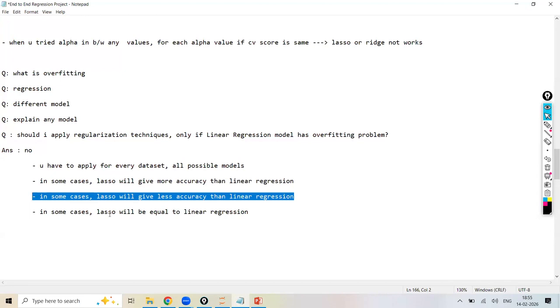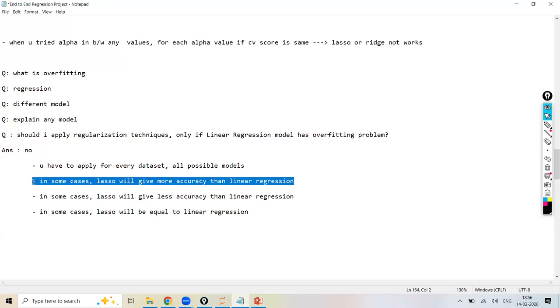They will never see that one project related to this one. They will not have the experience of that. Experience means they will not practice that many projects or that many new data sets. So automatically they don't know. They know only one thing. In the class, generally the trainers will show where lasso will give more accuracy than the linear. They'll fix that, oh, lasso is better algorithm.